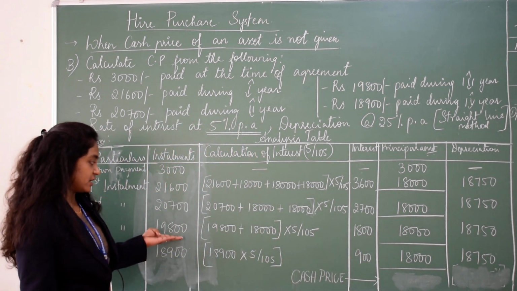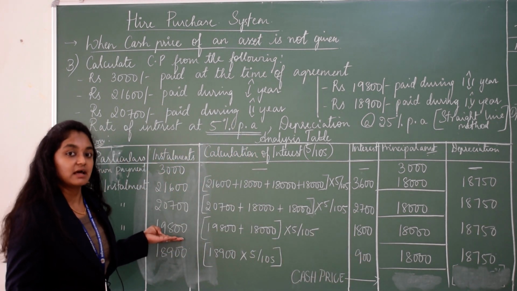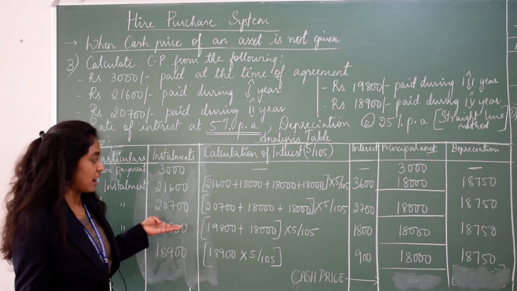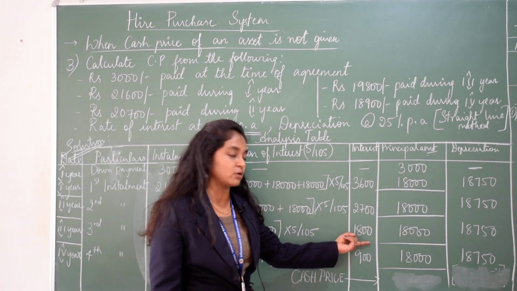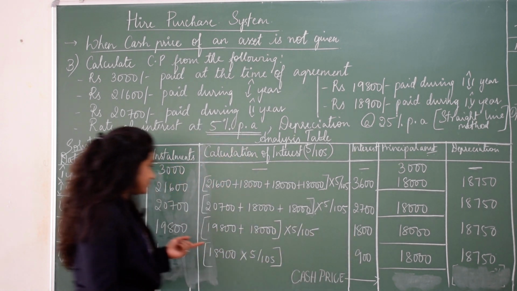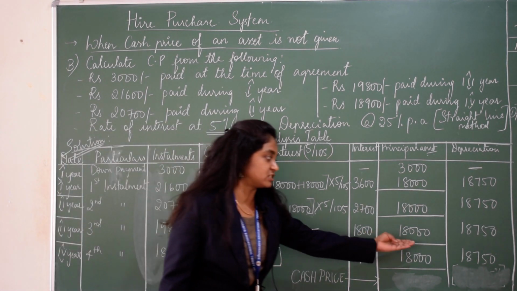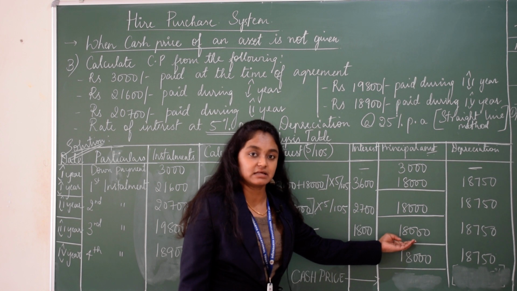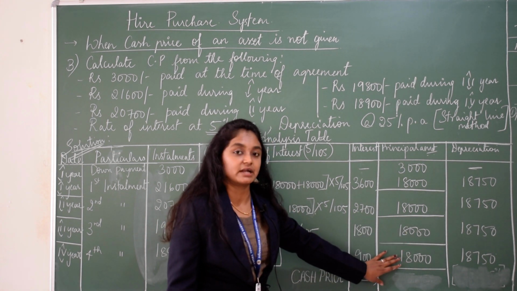So you can check out here, 19,800 is the total installment in the third year, out of which you are getting an interest of 1,800. If you remove 1,800 from 19,800, you are amounting to principal value of 18,000. This is how we calculated for third year.